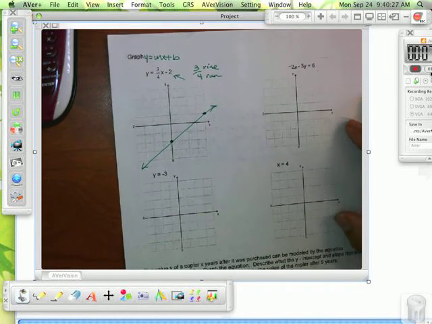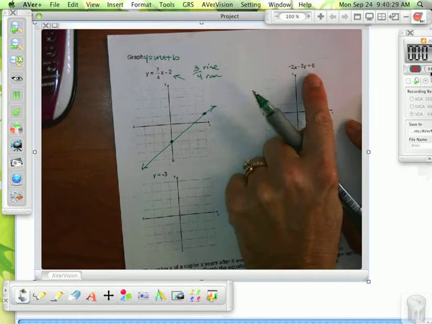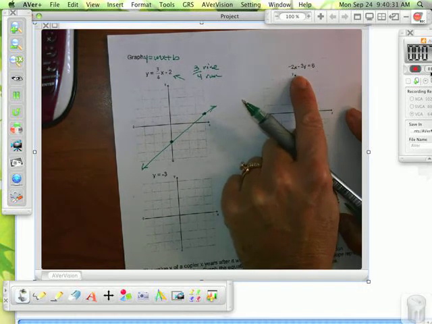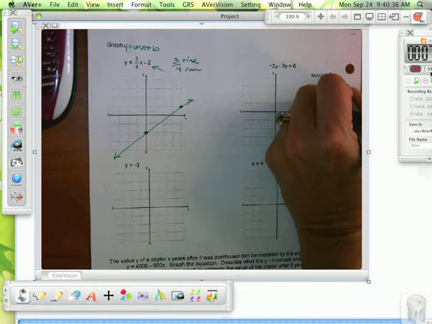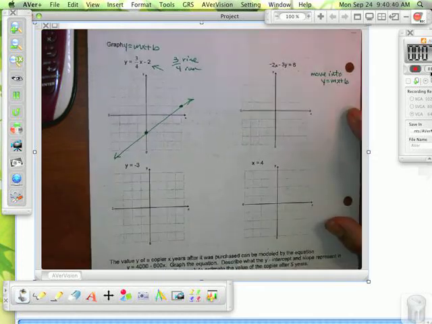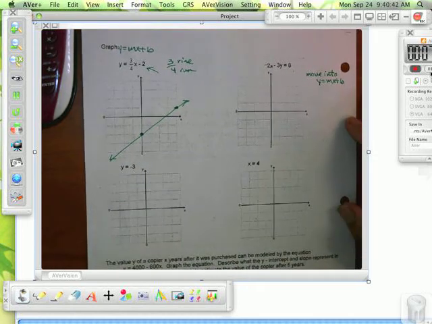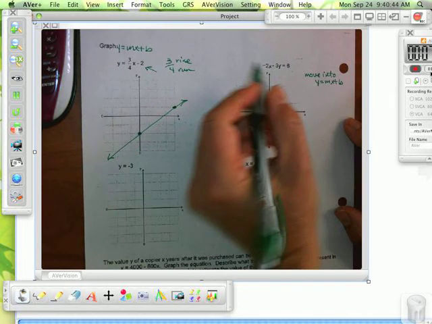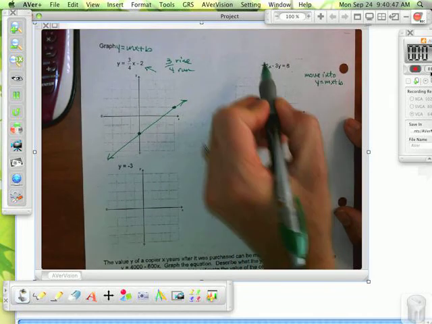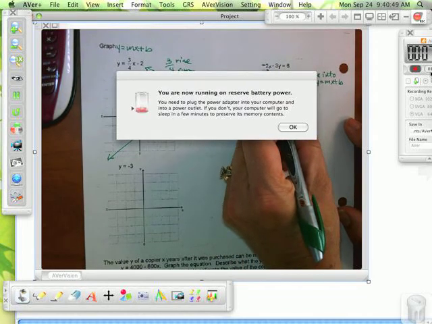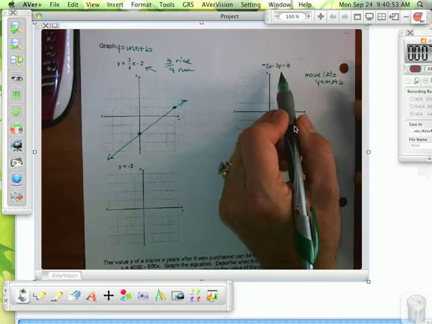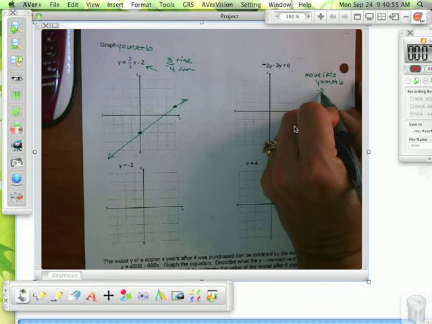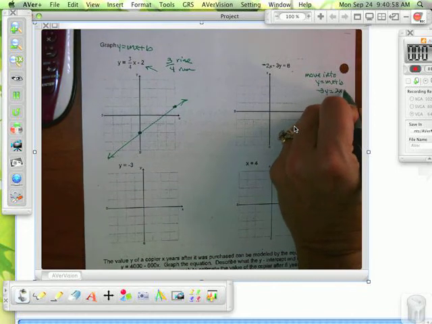Okay, this one is in what form? Standard form, so you have options. You can move it into y equals mx plus b. Personally, I think that takes longer, but we can do it real quick. This is negative 2x, by the way, in case you can't read it. So what I'm going to do is add 2x to both sides, and I get negative 3y equals 2x plus 6.